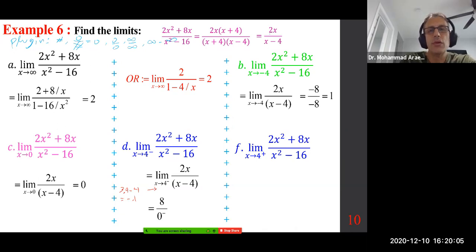So why is this important? Now, I know the answer is infinity. I'm looking for its sign. The top is positive. The bottom is negative. Positive over negative gives me negative infinity.